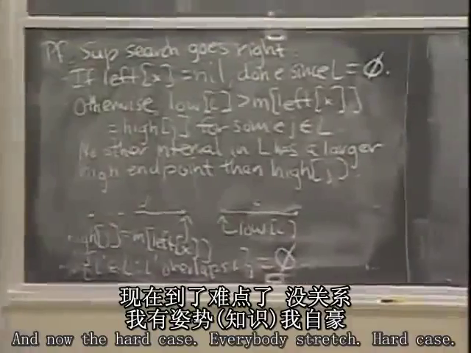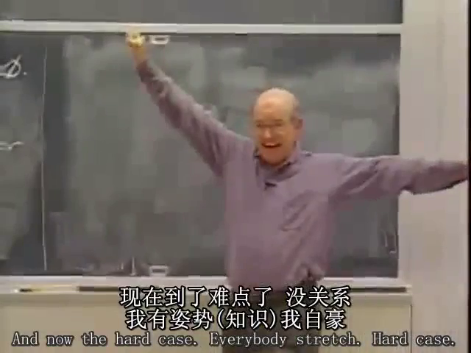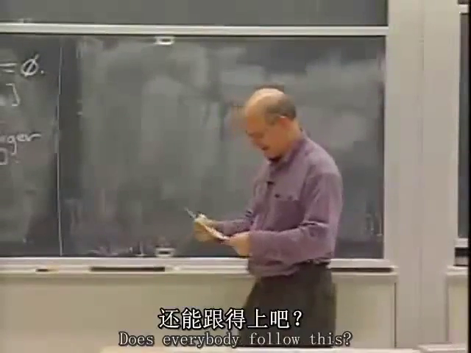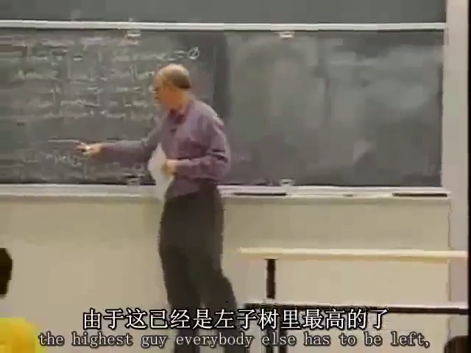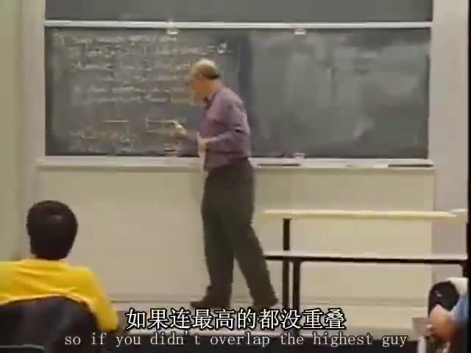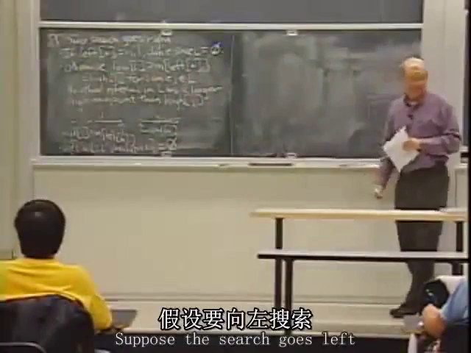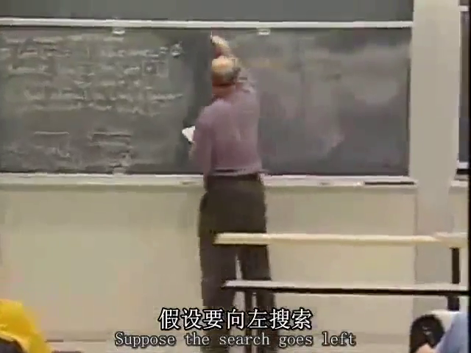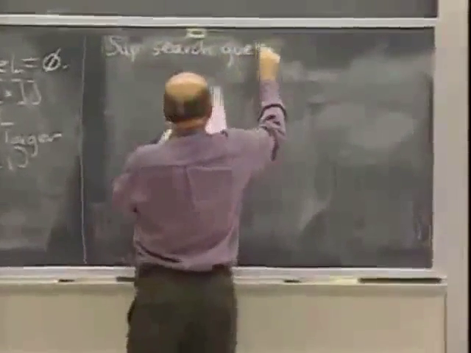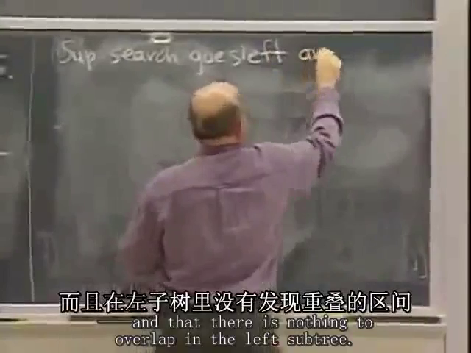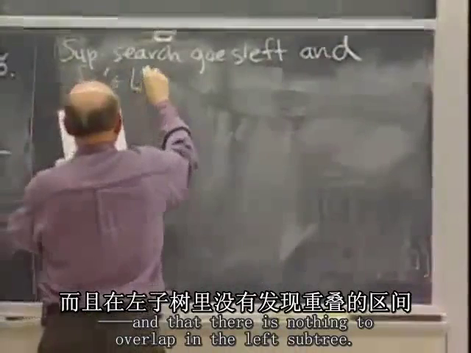Okay? And now the hard case. Everybody stretch. Hard case. Okay, so everybody follow this? So the point is that because this is the highest guy, everybody else has to be left, so if you didn't overlap the highest guy, you're not going to overlap anybody. Okay, suppose the search goes left, and that there's nothing to overlap in the left subtree.